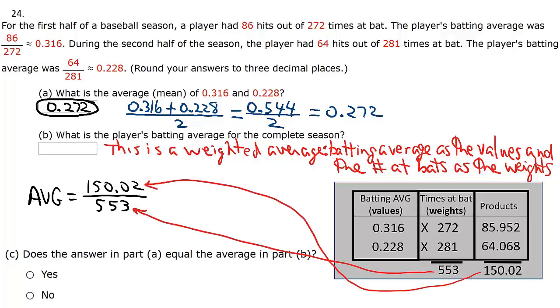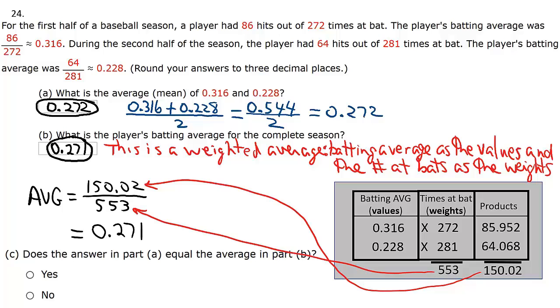And as usual, the average is simply the sum of the products over the sum of the weights. That's 150.02 divided by 553, which comes out to be 0.271. So a truer measure of the player's batting average for the complete season would be 0.271. That's more reflective of his real batting average for the season because you're taking into account that he batted different numbers of times in each half of the season.